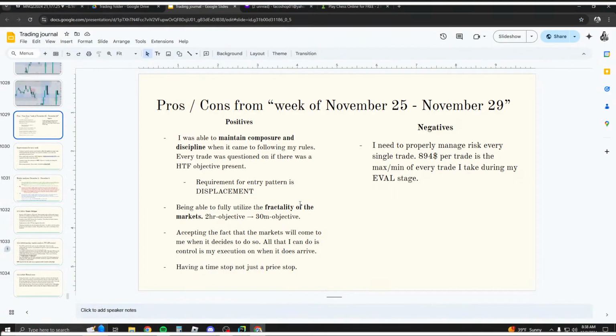So understanding the fractality of the markets, because of how fractal price is, that means you're going to be presented with a handful of models and opportunities. But what's going to differentiate taking a bad model from a good model is your rules, which is why I must maintain discipline to my rules. Like I said, some of my rules are requiring a higher time frame objective and requiring displacement on the lower time frames relative to my model.